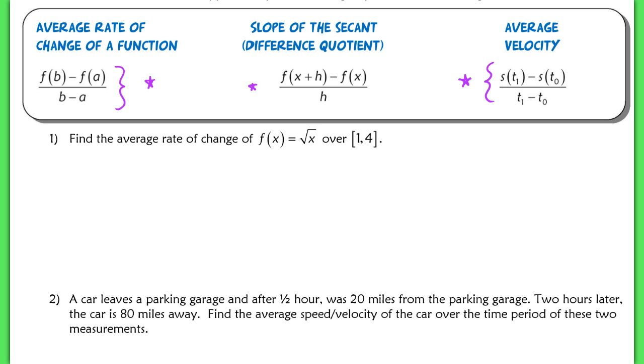So in our first problem here, it asks us to find the average rate of change of a function over a certain interval. I could choose to use the difference quotient here, but I also want to practice making sure that we can use this notation as well.